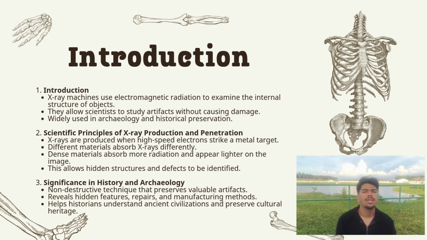The scientific principle behind X-ray imaging is based on the production of penetrating X-rays. X-rays are generated when high-speed electrons collide with the metal target inside the machine. These rays then pass through the object being examined. Since different materials absorb X-rays at different rates, denser materials absorb more radiation and appear lighter on the image, while less dense materials appear darker. This difference enables scientists to observe hidden structures and identify internal features.